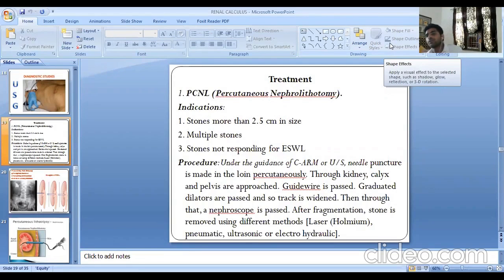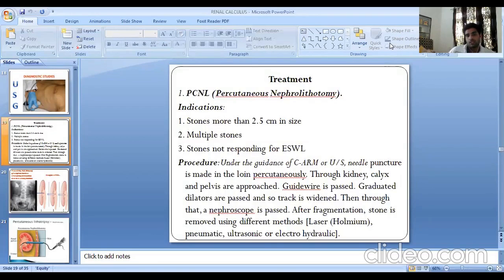In the previous class, we discussed the types of renal stone and diagnostic tools of renal stone. In today's class, we will discuss the treatment of renal stone. First, let's begin with PCNL, percutaneous nephrolithotomy. Indication: stones more than 2.5 centimeters in size, multiple stones, or stones not responding to ESWL.